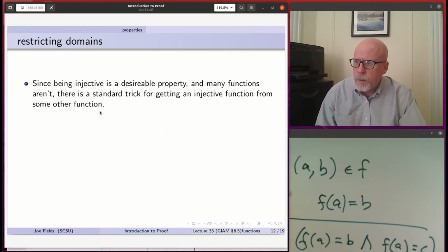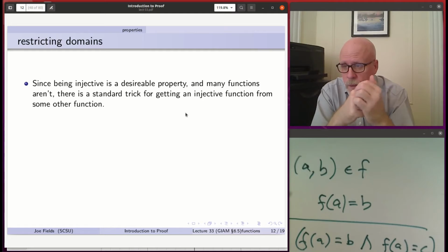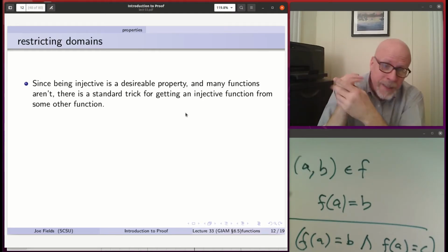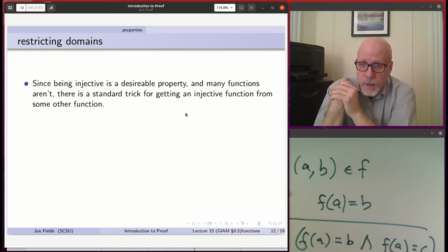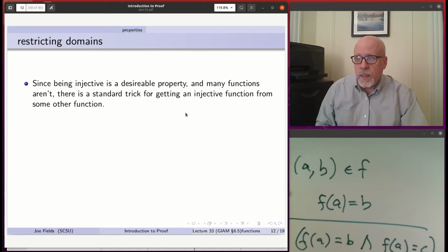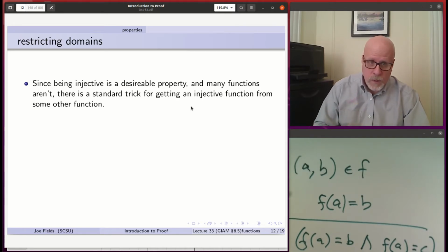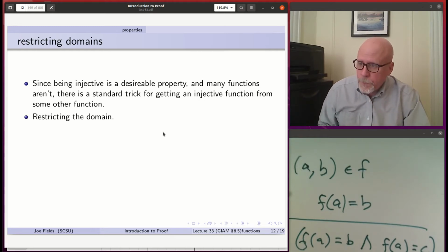Get back to my slides here. Okay, so there's a standard trick that gets used, because being an injective function is very desirable, and many functions aren't. So the standard trick is to kind of blow off all the things that mess it up. That is, get rid of or eliminate from your domain any x values that cause a multiplicity of inputs going to the same output. And that's called restricting the domain.